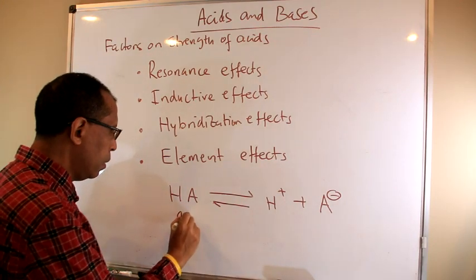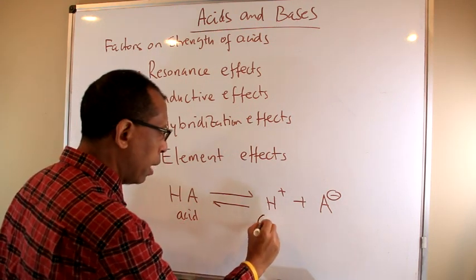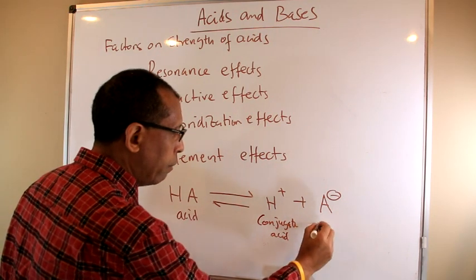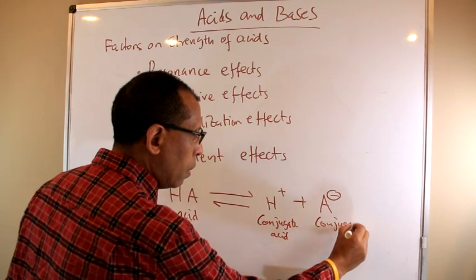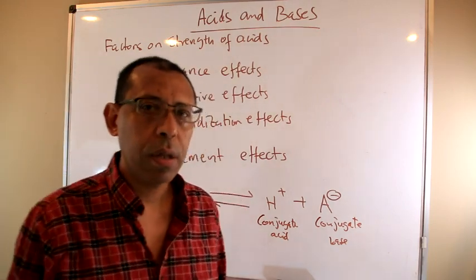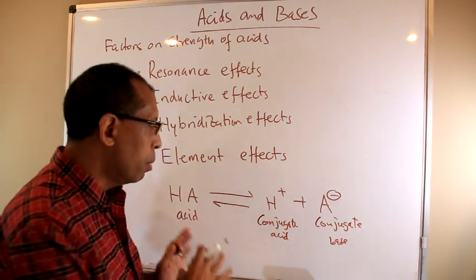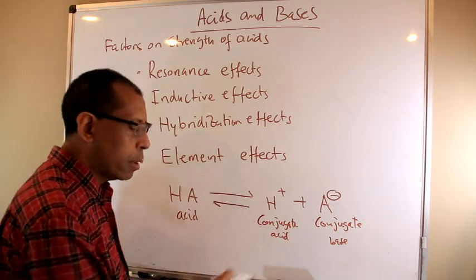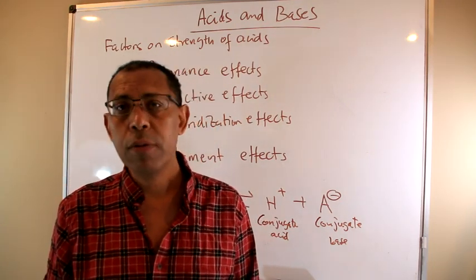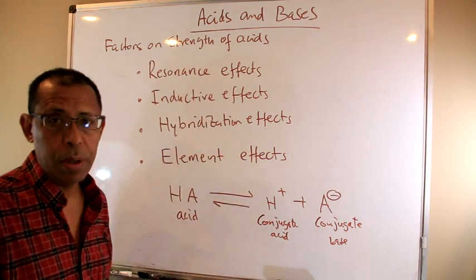So if this is the acid, we have the conjugate acid here, and we have a conjugate base. So in this discussion, what we will see is what factors actually do affect the dissociation of the acid, so that the equilibrium would be shifted mostly to the right side. That is actually the measure of the strength of the acid. The strength of the acid is affected by at least 4 factors which are described here.